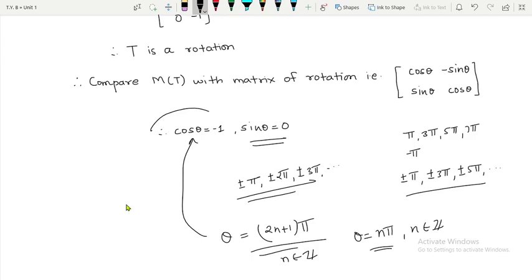So which is that value of theta? Over here we will think of a positive value of theta. So which one to take then? Obviously we will think of pi, right? That is the smallest positive value of theta that is going to work, because cos pi is going to be -1, and what about sin pi? It is going to be 0. So what will be our value of theta over here? It is going to be pi.